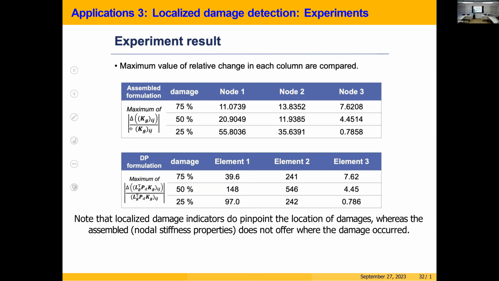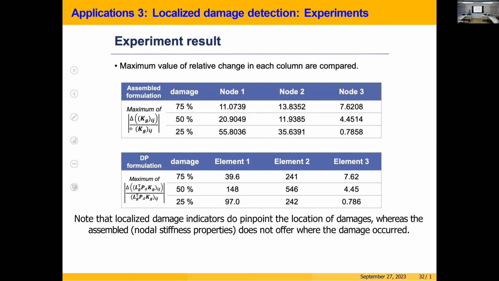Element 1, 39, 148, 97, and the biggest change occurred in element 2, which shows this is where the damage is. This is not from analytical data. This is from measured data we utilize. Okay. So one of the critics says, yeah, KC, that's only 3 elements.